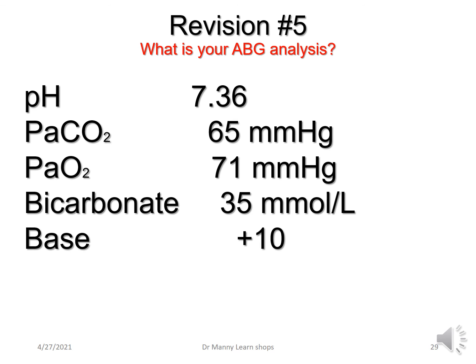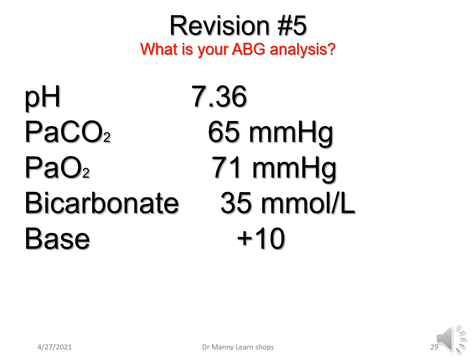They're breathing room air, let's say, 21% oxygen. So therefore they're hypoxic because it's less than 80. So already we know they're hypoxic, or they have hypoxemia. Let's go to the pH. pH is normal, 7.36. PCO2 is abnormal, it's 65, indicating hypoventilation, retaining CO2. Bicarbonate is high, base excess is high.